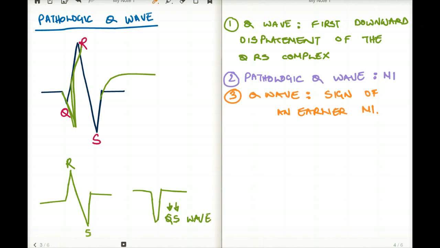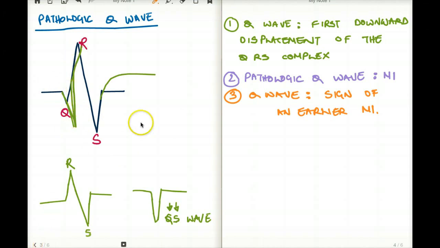Now, does this mean that we are not going to see Q wave in an acute MI? No, that is not true. We will see Q wave in an acute MI, but really the first thing we're going to see is ST segment elevation, and a couple of hours later, 6 to 8 hours later, we're going to start to see a Q wave formation.